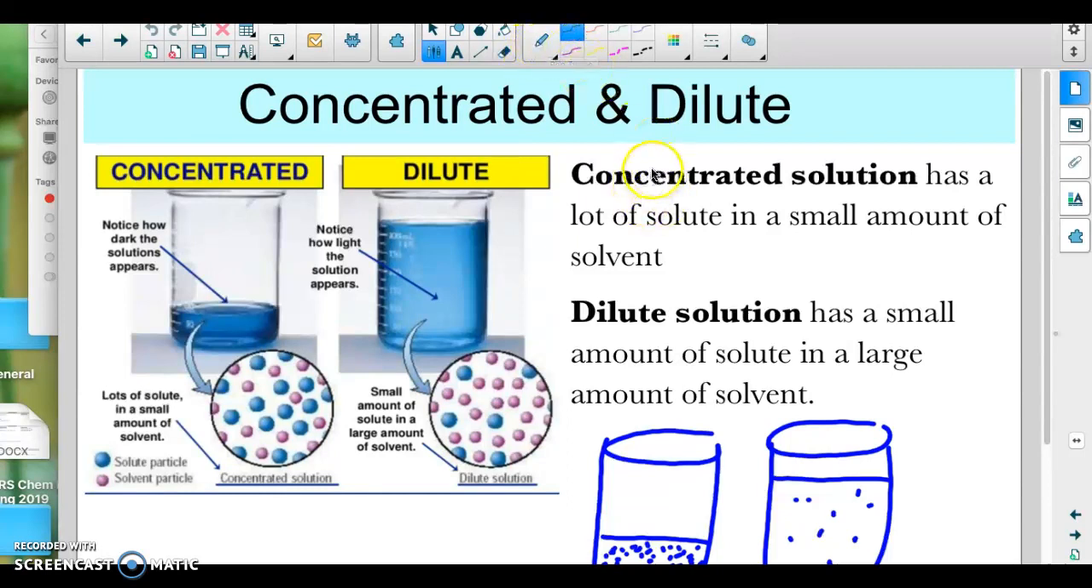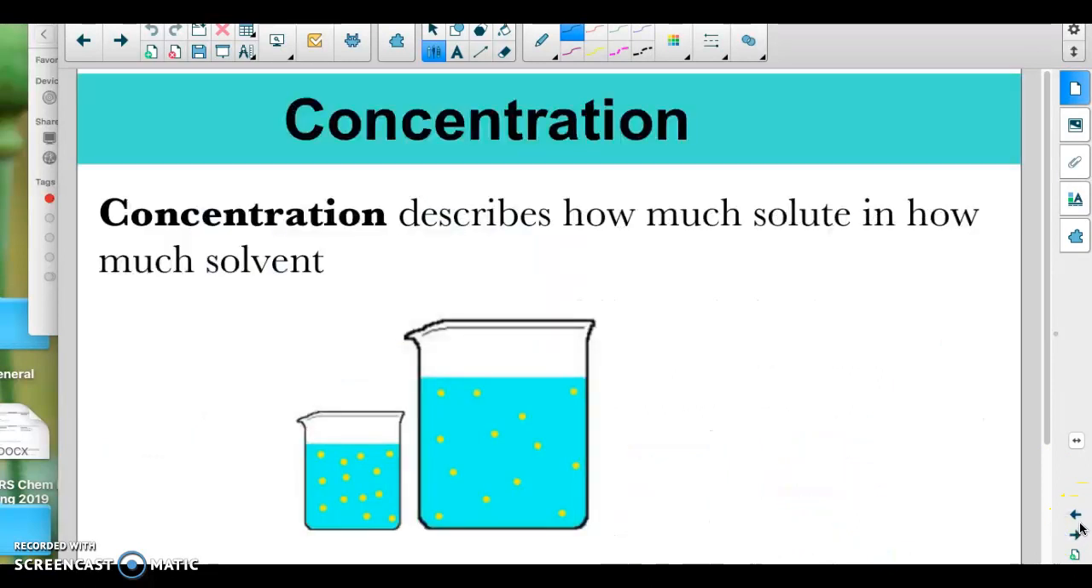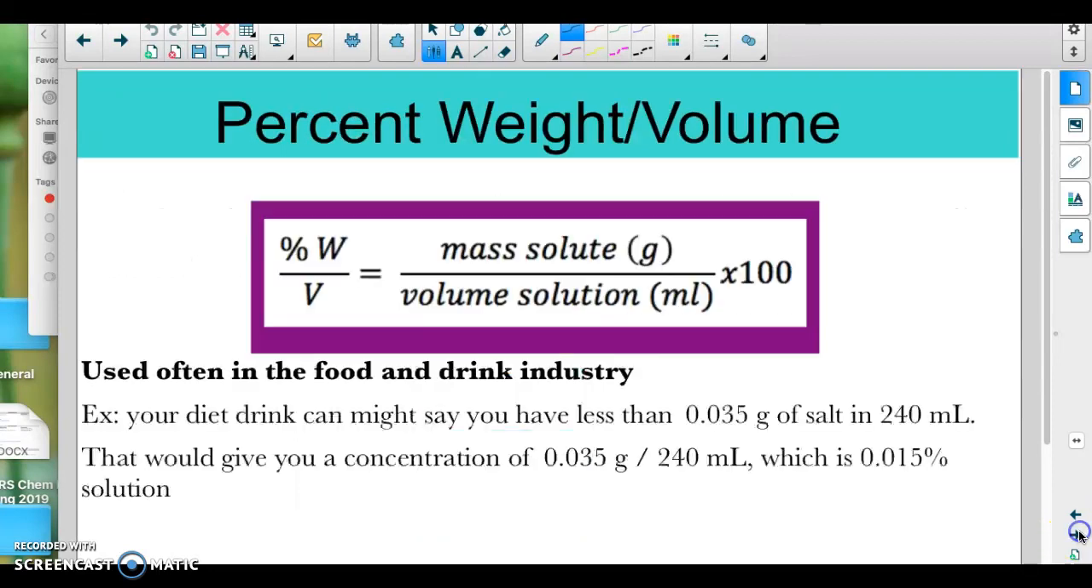Sometimes we talk about just being concentrated, which means it has a lot of solute and not much solvent, or dilute, which means it has a small amount of solute with a large amount of solvent. So concentration is going to describe how much solute you have in a given amount of solvent. And we're going to make this quantitative now, mathematical.